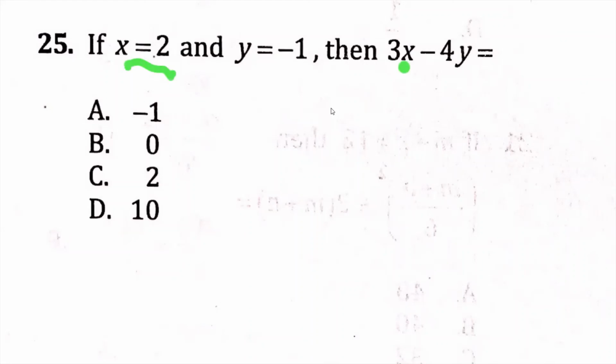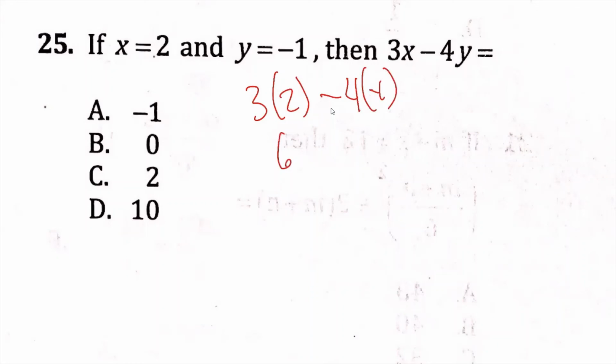And again, you do the same thing here. x equals 2 goes in here. y equals negative 1 goes in here. Plug it in. So then we have 3 times 2 minus 4, negative 1, right? So 3 times 2 is 6. Negative times a negative is positive 4. 10 is your answer. D.